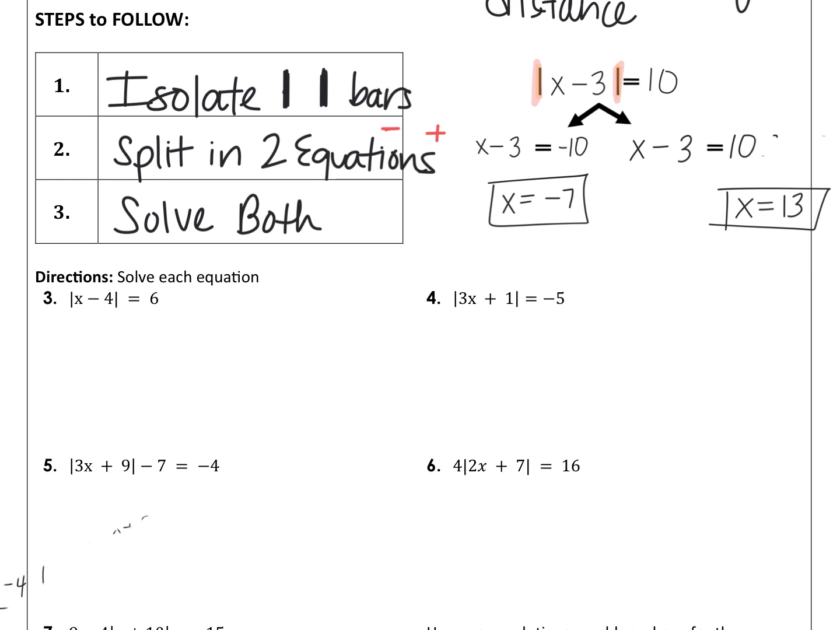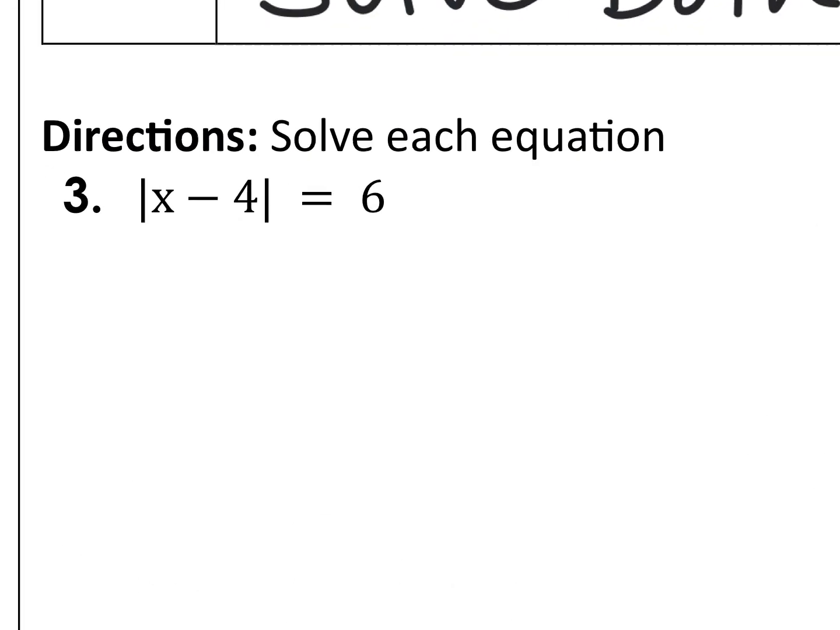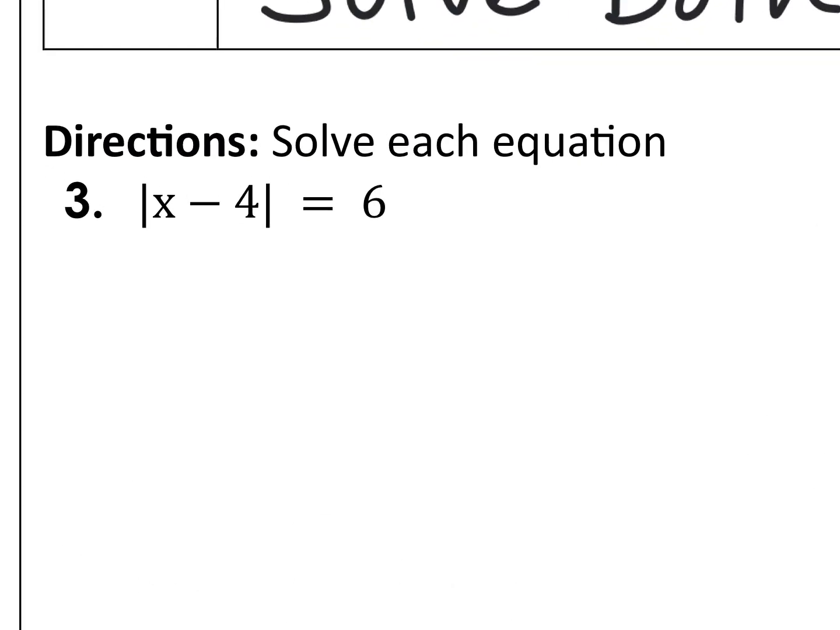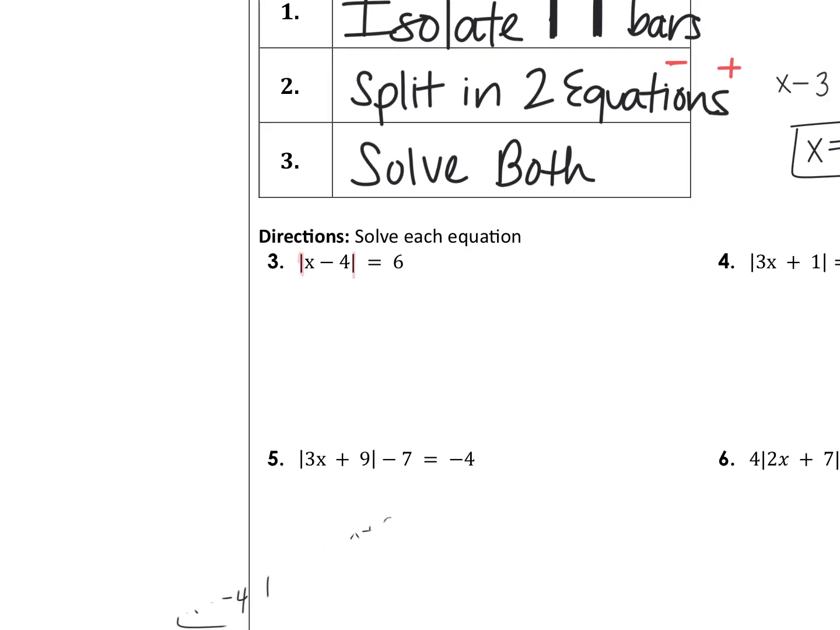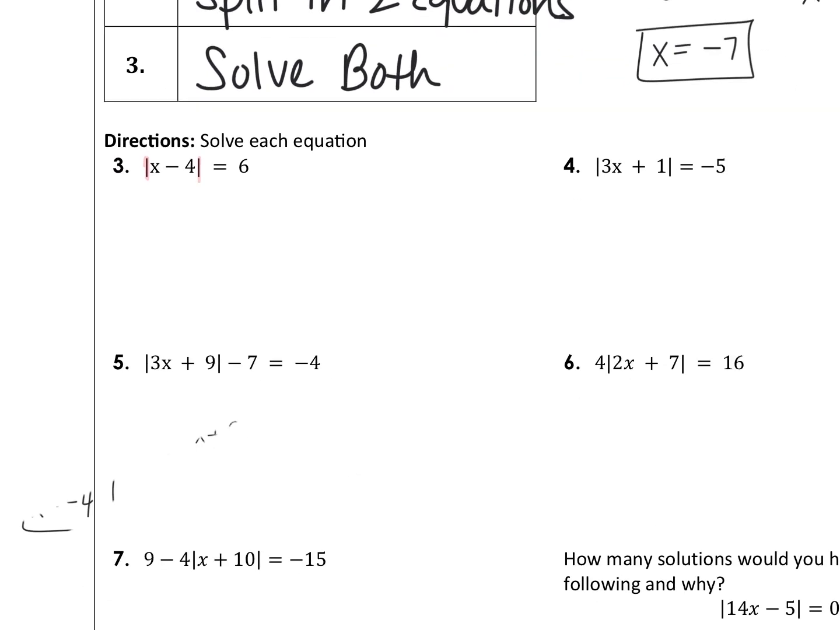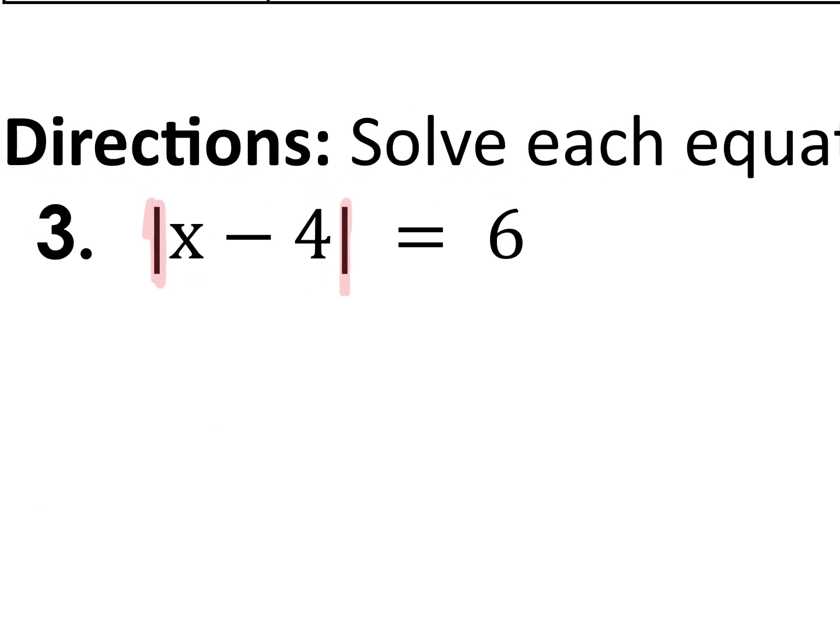To see if the bars are alone or isolated, look on the left side. Are the bars isolated over there? Yeah, they're the only thing. Look at number 5 and 6 on this page. Do you see how there's other stuff on that side? On number 5 and 6, they're not isolated, so that's why you have to do something first. On number 3, it is isolated, so that means you can go ahead and right away split it.